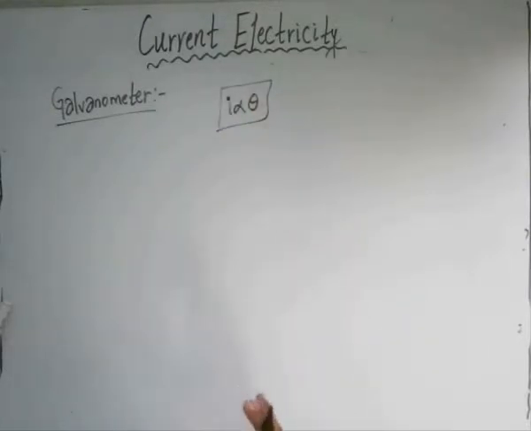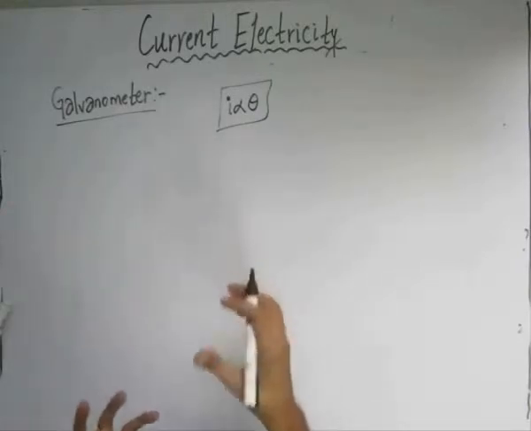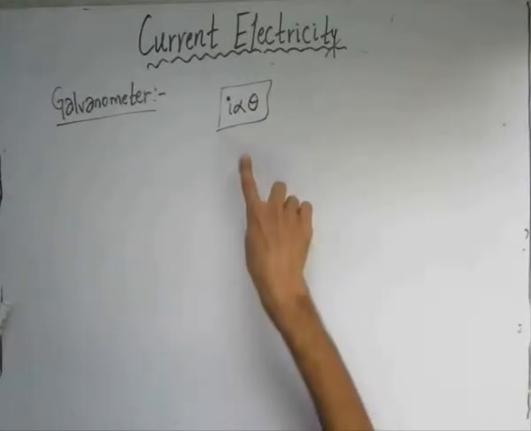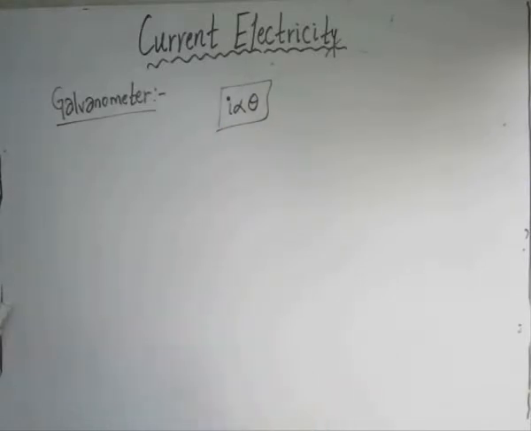Now the amount of current which causes a large deflection is very small. What I mean is that even for a small change in the current, there would be a large deflection in the galvanometer. So if we directly use a galvanometer to measure the current flowing through a branch, it cannot measure a very large amount of current.